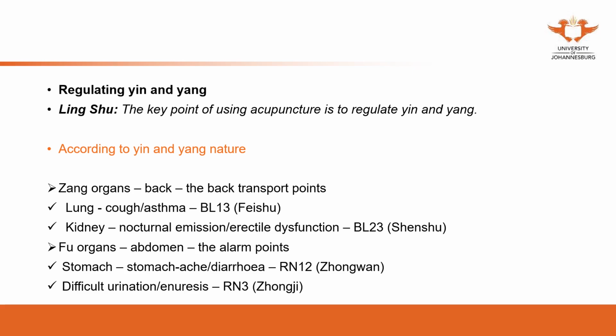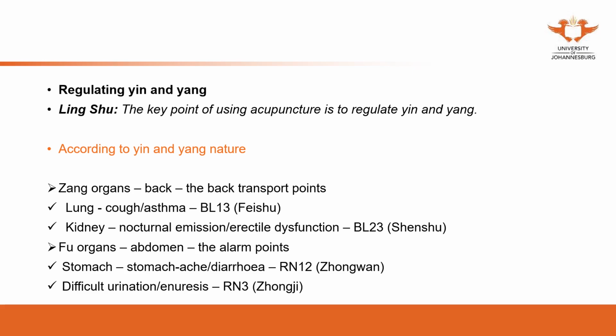So these are some examples of the application of Yin and Yang. According to the Yin and Yang nature, for Zang organs we can use the back-shu points. For the lung, we can use Bladder 13. For the kidney, we can use Bladder 23. For Fu organs, we can use alarm points. Stomachache, diarrhea: Ren 12. Difficult urination: Ren 3.